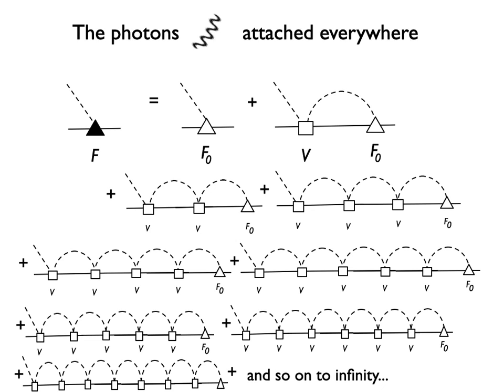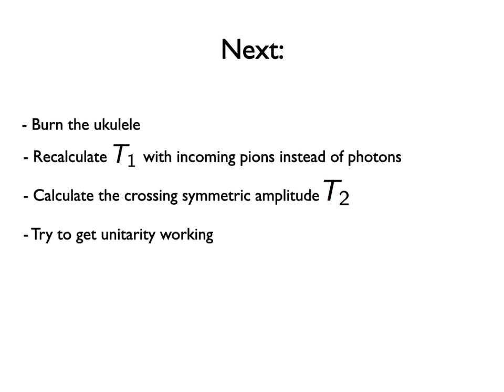We also attached pions everywhere to an infinite set of N to N diagrams, and in doing so, derived an amplitude for pion-nucleon scattering with crossing symmetry. It turned out that this amplitude only has unitarity if it coincides with the pi-N to pi-N version of T1. And so the next thing we would like to do is to repeat the T1 calculations that we've already done, but with the incoming photons replaced with pions. Then we would like to actually calculate the crossing symmetric amplitude and try to get its unitarity happening.